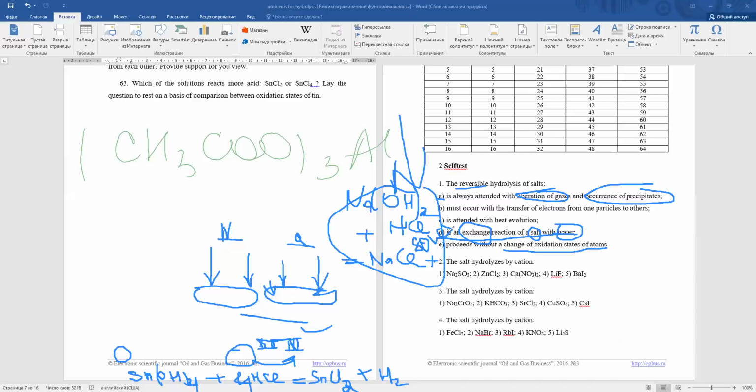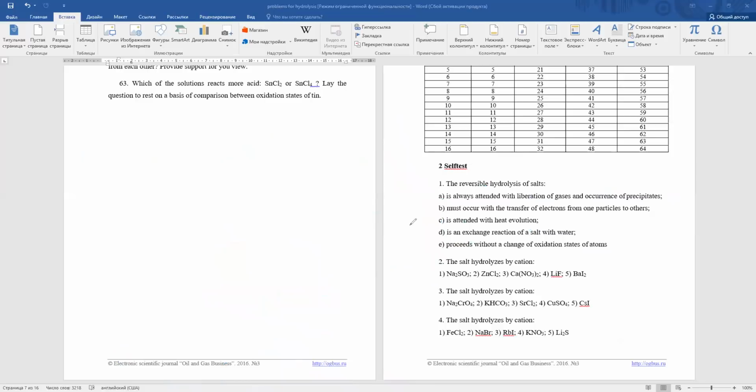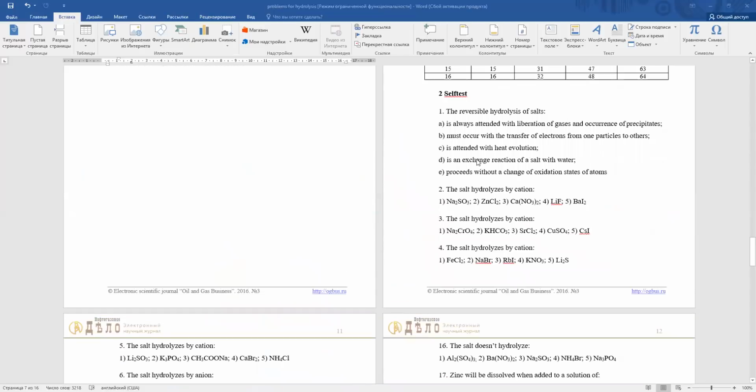Okay, all of the multiple choice questions are for you. Just solve them, and we will check. What does the second question mean? The salt hydrolyzes by cation. The weak part should be the cation, because hydrolysis occurs in terms of the weak part.